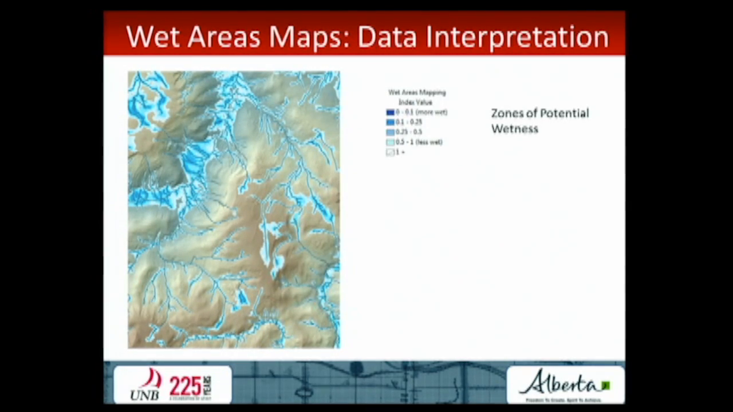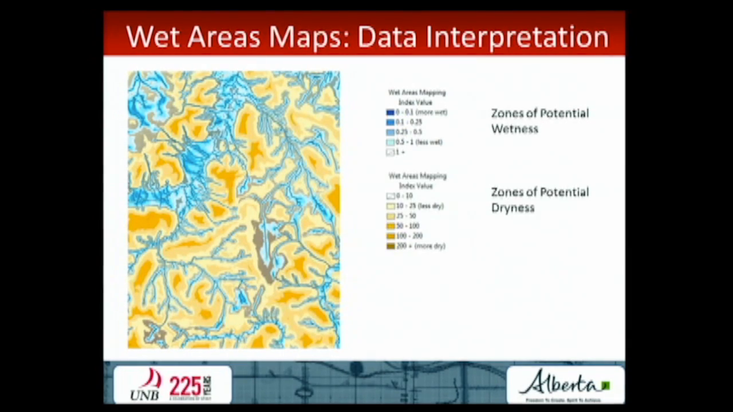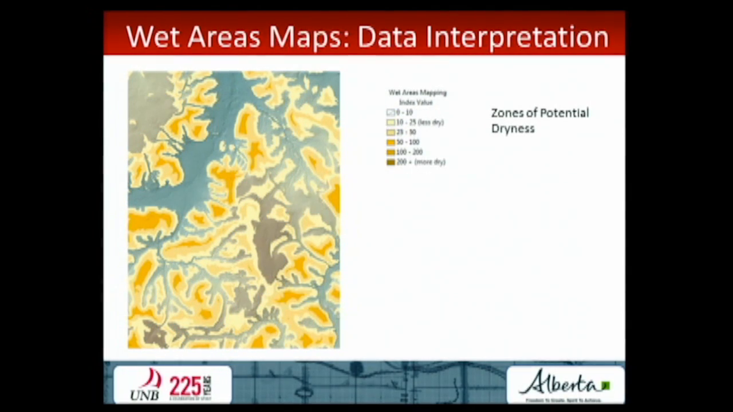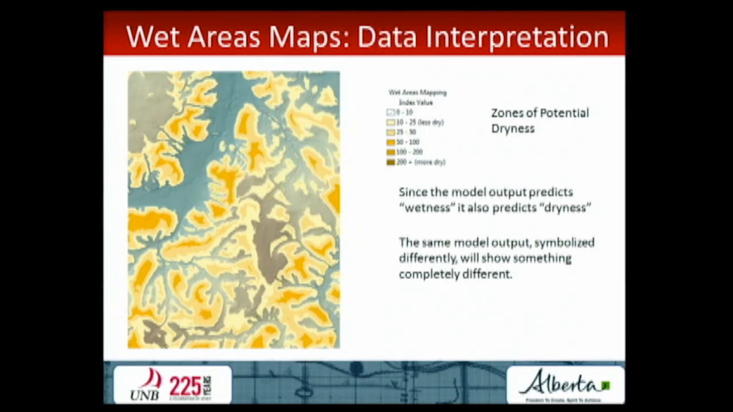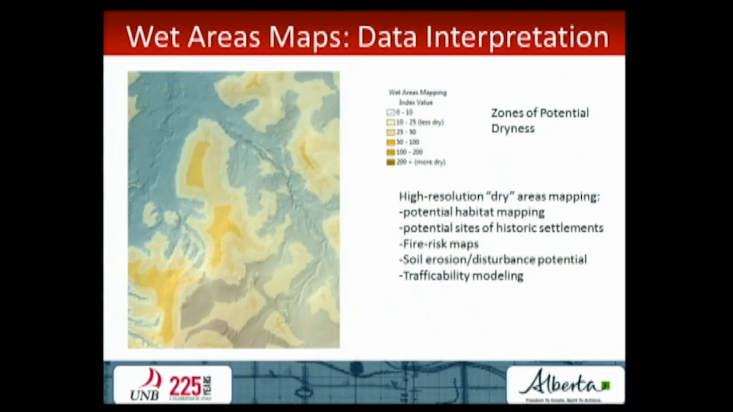So what you see here is we have our zones of potential wetness, our wet areas maps. But a wet areas map can be flipped on its head and show zones of potential dryness. So a model that predicts wetness conversely also predicts dryness. It's the exact same mapped information, only symbolized differently to come up with a very different product.